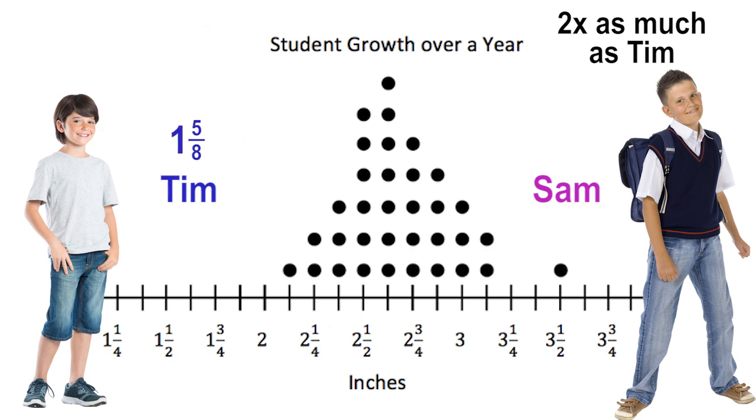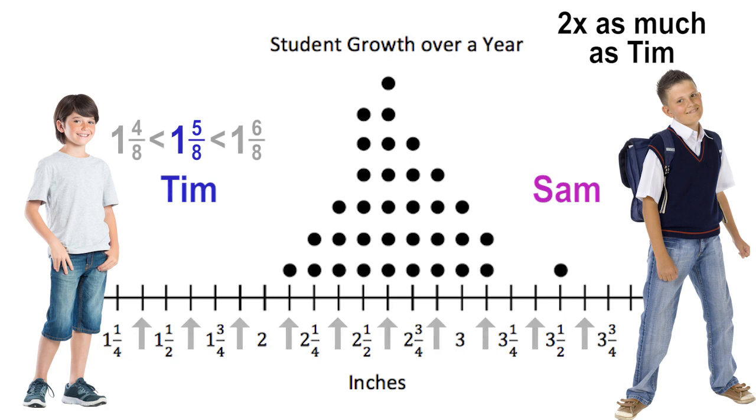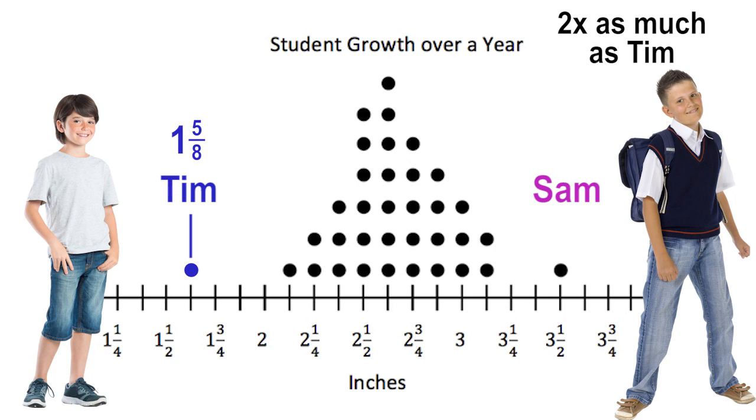Looking at the line plot, we have to determine which unlabeled mark is equivalent to 1 5/8 inches. 1 5/8 inches lies between 1 4/8 inches and 1 6/8 inches. 4/8 is equivalent to 1/2, while 6/8 is equivalent to 3/4. This means that 1 5/8 inches lies between 1 1/2 inches and 1 3/4 inches, or this position on the line plot.